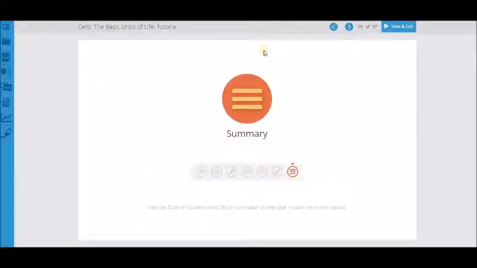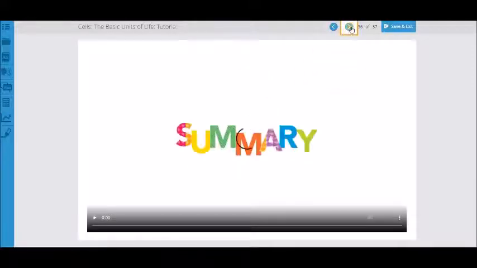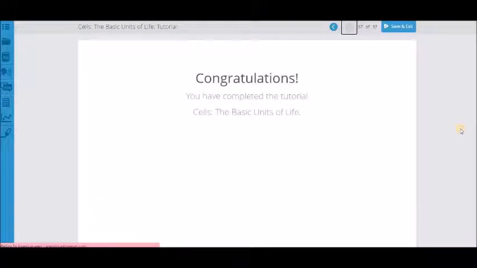Page 34 is a quick little assignment about viruses. Read it and do it as well as you can. And then of course there's a summary on page 36 that I guess is a video summary, and then page 37 ends it, and that pretty much gets you through cells.